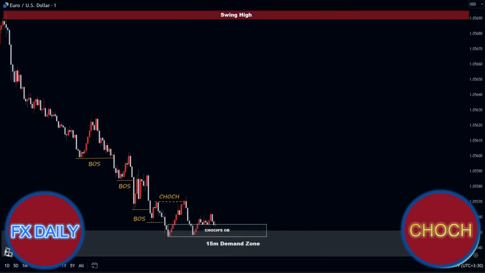Now, let's check another scenario. What if for any reason we missed the entry to the first transaction or we want to open more positions? Because the structure of the market has changed, we can now use the SMC continuation entry model to take advantage of this situation to see what happens in the price behavior.